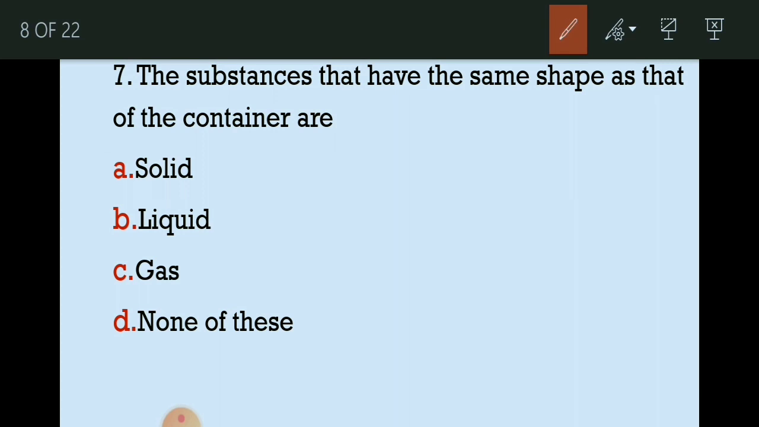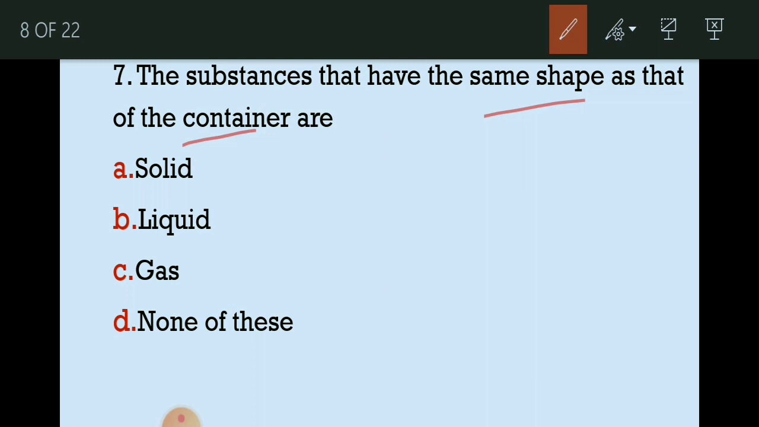The substances that have the same shape as that of the container. Okay, then what will be the answer? Solid, liquid, gas, or none of this? Now let me tell you this one, that we know very well that liquids have definite volume, but they do not have definite shape. Okay, whenever we pour the liquid in a bottle, it acquired the shape of the bottle.